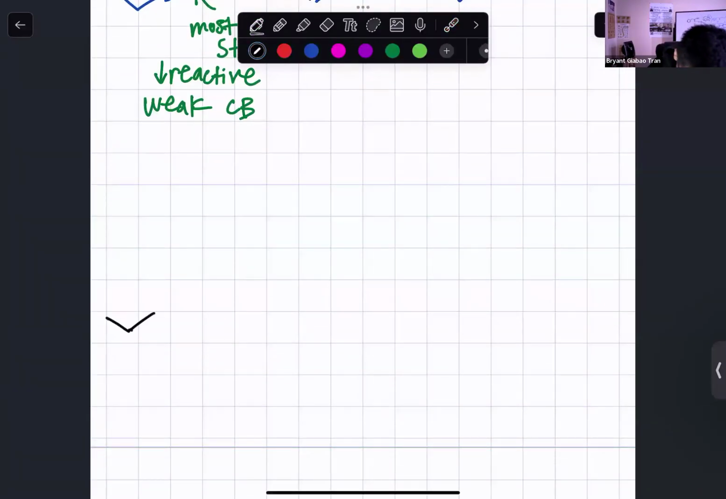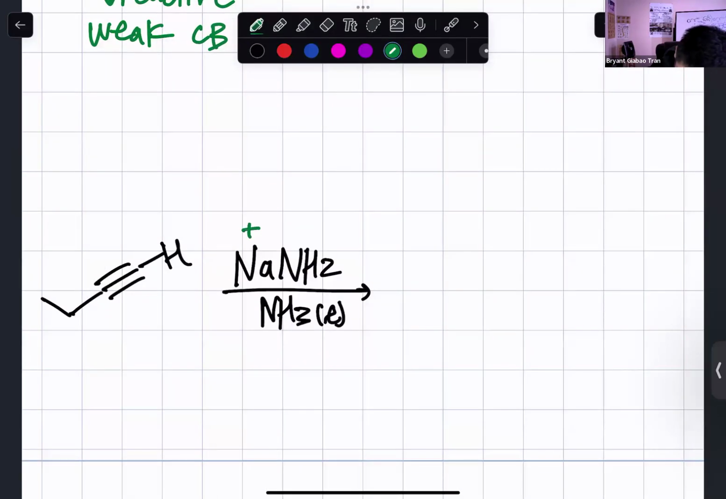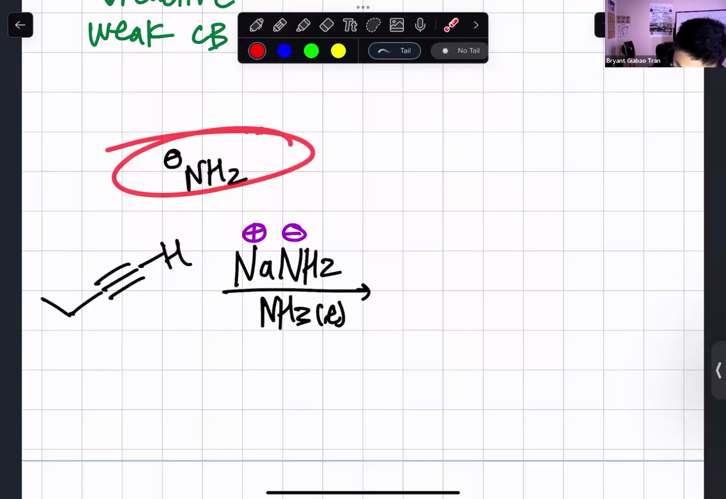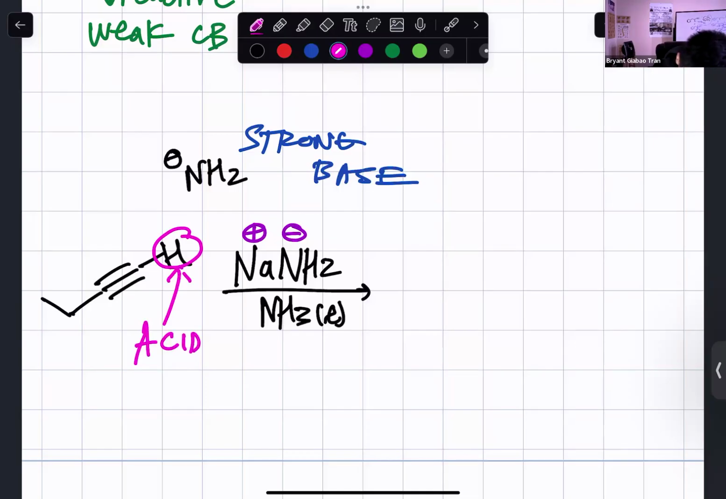So the base that we tend to use to deprotonate that terminal alkyne hydrogen is NH2 minus. Whenever we see a sodium ion or a potassium ion, we associate that with a positive charge. And whatever is attached to that positive charge is negatively charged. So a negative charge here is this NH2 minus, which acts as our strong base in this reaction. And we said earlier that this is going to be our most acidic H in this molecule.